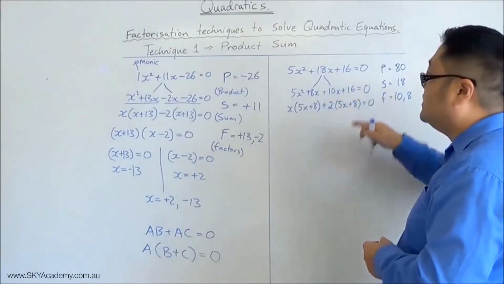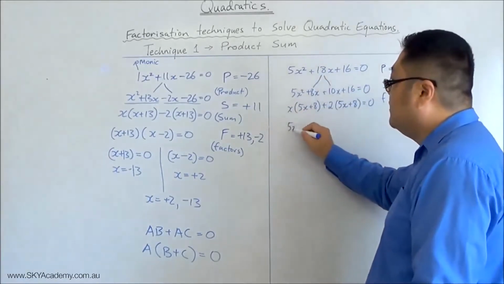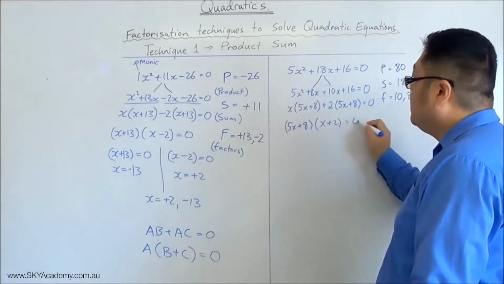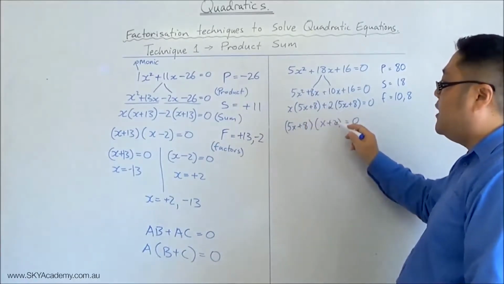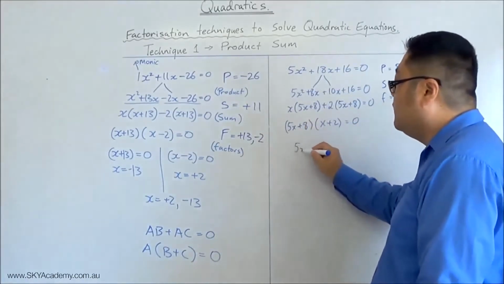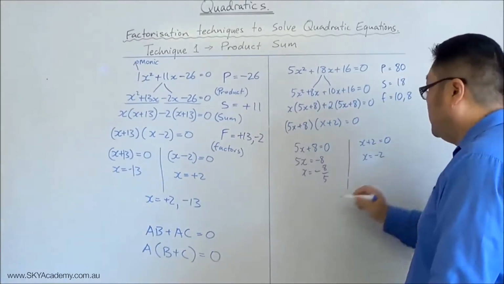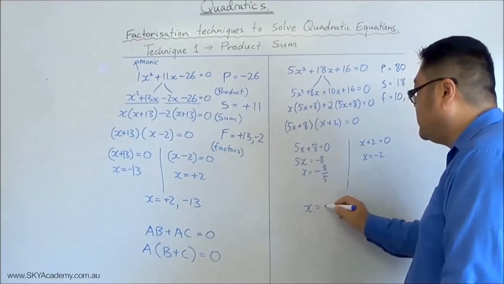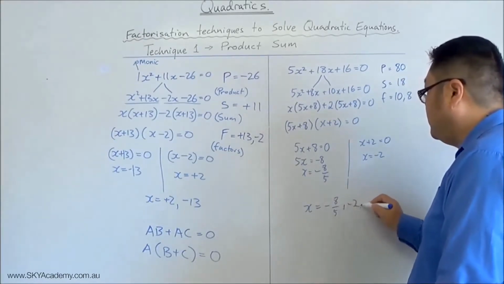You need the equals 0, don't forget that. Then we factorize the 5x plus 8 out, equals 0. So this x goes here, this 2 goes there. Then we can solve for each component of the quadratic product. So our answer is going to be negative 8 on 5 and negative 2.